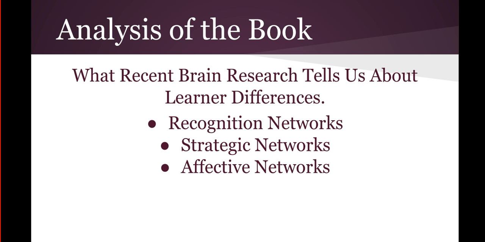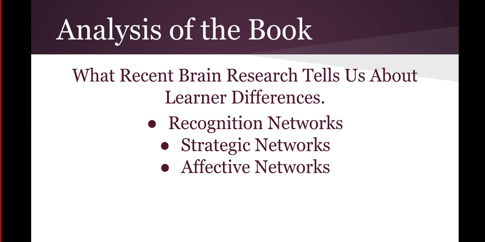What recent brain research tells us about learner differences. Recognition networks are specialized to sense and assign meaning to patterns we see. They enable us to identify and understand information, ideas, and concepts. Strategic networks are specialized to generate and oversee mental and motor patterns. They enable us to plan, execute, and monitor actions and skills. Affective networks are specialized to evaluate patterns and assign them emotional significance. They enable us to engage with tasks and learning and with the world around us.